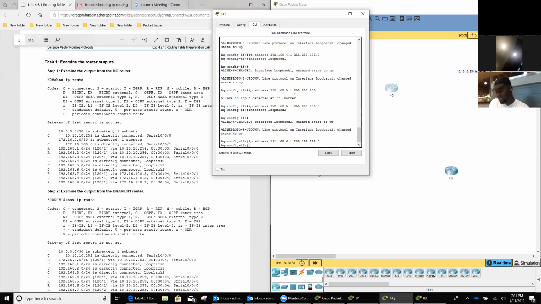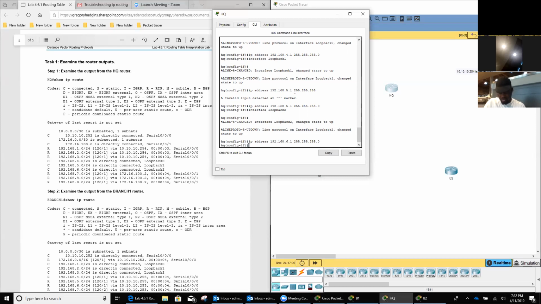So yeah, go ahead and configure your interface 0/0/0. So, Kev, the IP address for serial 0/0/0 is 10.10.10.254. Yep. And like you said, it's a 252 mask. So the other side would be 253.